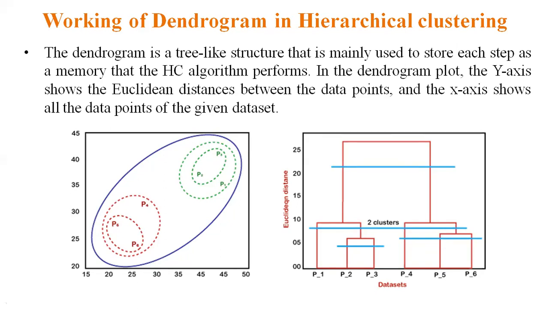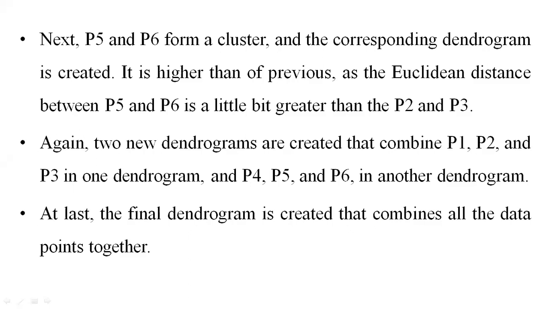So finally, after merging all the things, you are getting 2 clusters. This is how you're going to understand agglomerative clustering. At the last step, the final dendrogram is created, and that combines all the data points together.